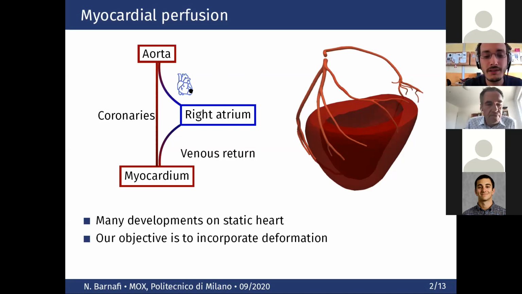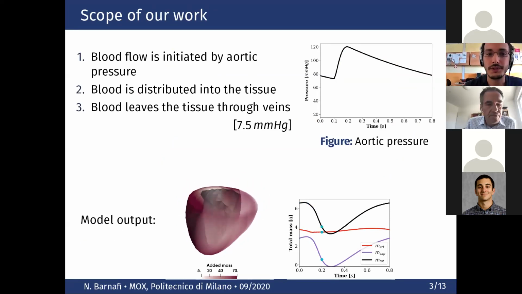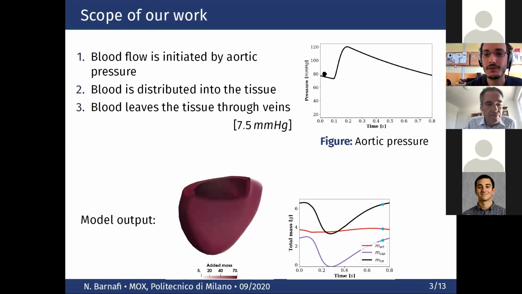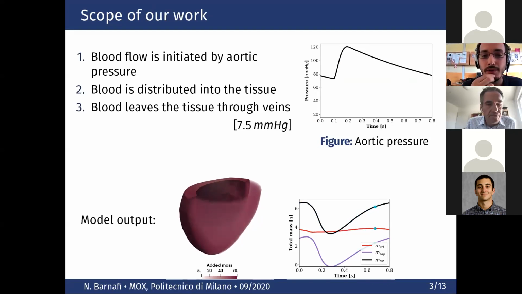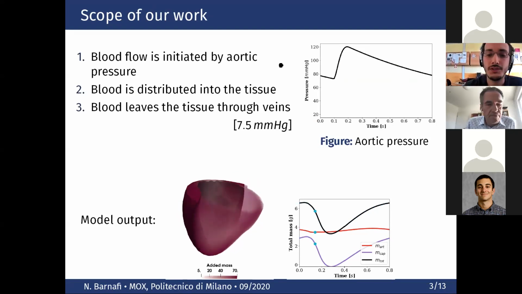So there have been many developments on hearts that are static, and the main objective of this kind of model is to incorporate deformation into this. So the scope of this work is to have flow induced by the aortic pressure. Okay, in particular, we use this kind of results on the right that can be obtained from circulation models coupled with mechanics. Then this blood gets distributed into the tissue, and finally the blood leaves the tissue through the veins, and this is the end of the circuit that we're considering.